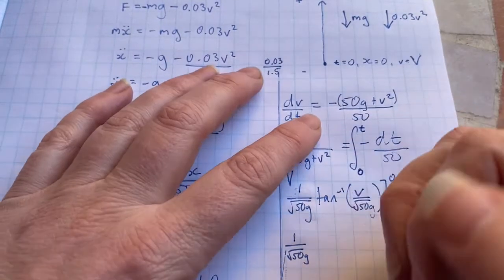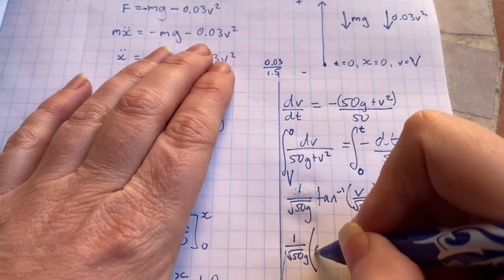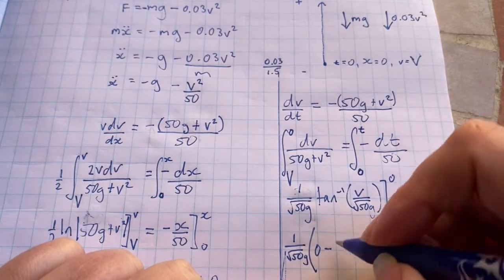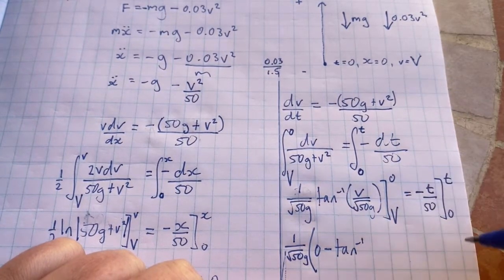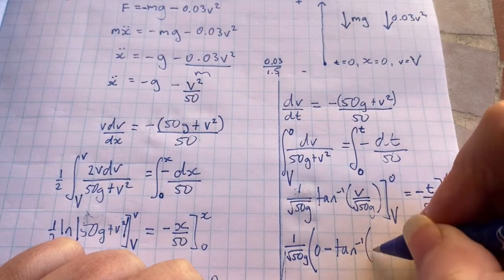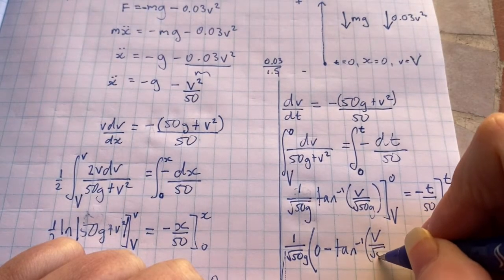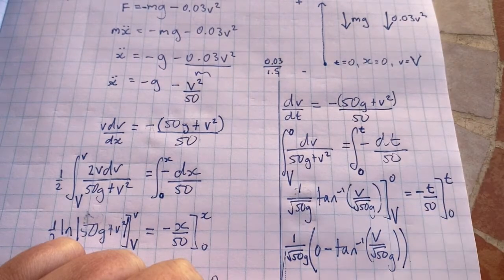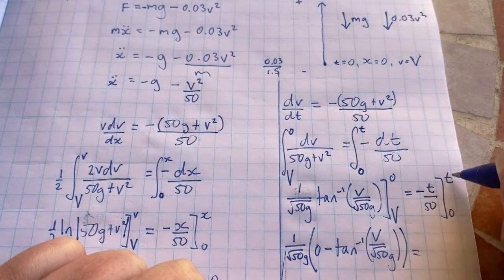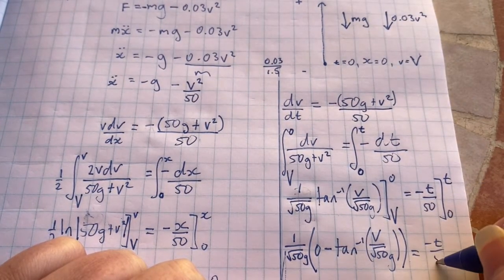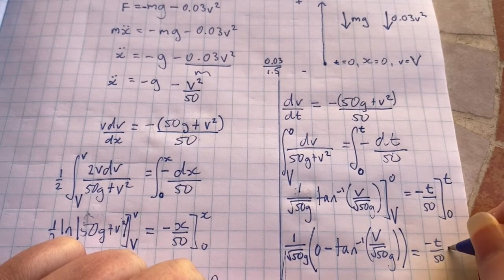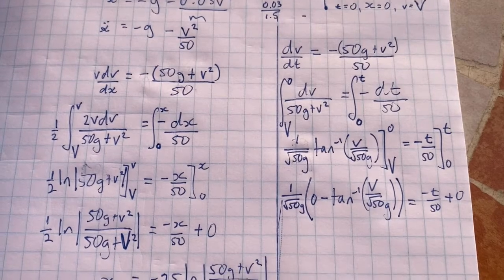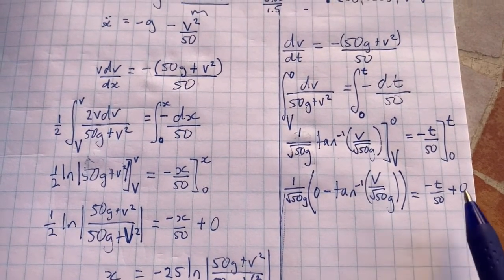So actually, let's write it. So 0 minus, I've left that right out the front, tan inverse of capital V on the square root of 50g. Close up some brackets. And that equals negative t on 50 minus negative 0. Now we were asked to find the time taken, so I'm going to leave that as t equals.